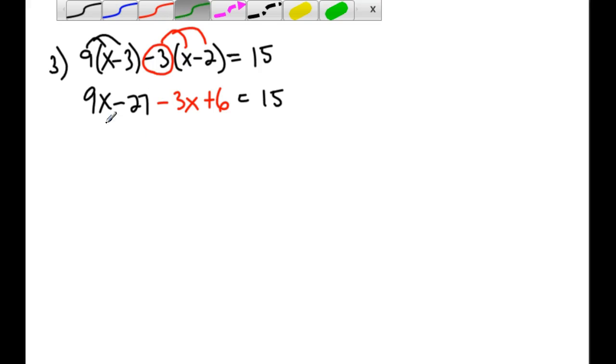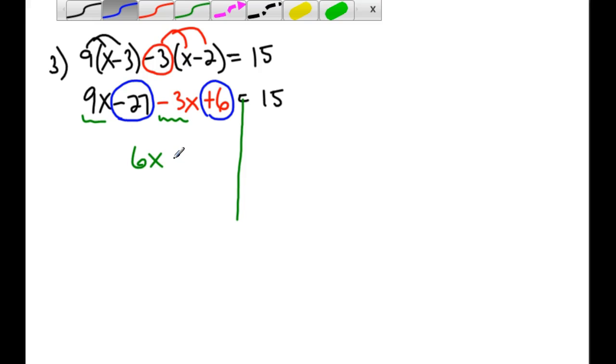Okay, now we're going to combine like terms. If they're on the same side of the equal sign, all this stuff is on the left side of the equal sign, we can put it together without using the opposite signs. So a 9x minus 3x, or 9 positives and 3 negatives, will make this 6x. I put together the constants, which are stuff without variables, negative 27 and positive 6. 6 of those positives will cancel out 6 of the negatives, which means you'll be left with 21 negatives. This equals 15.